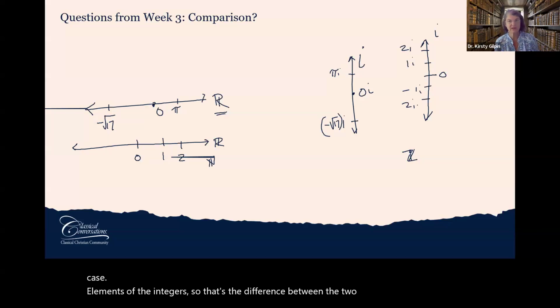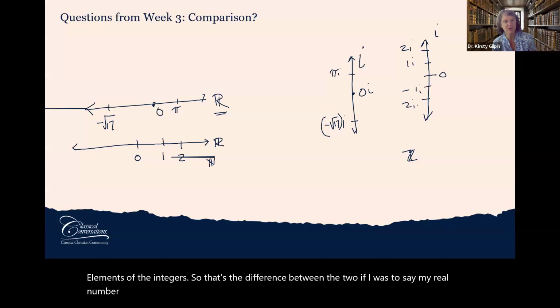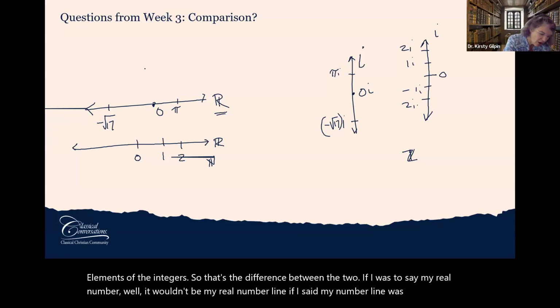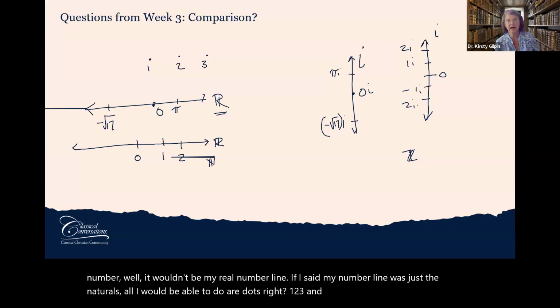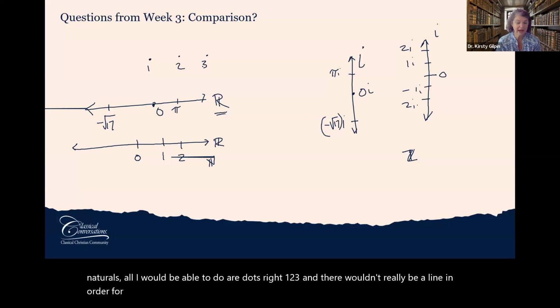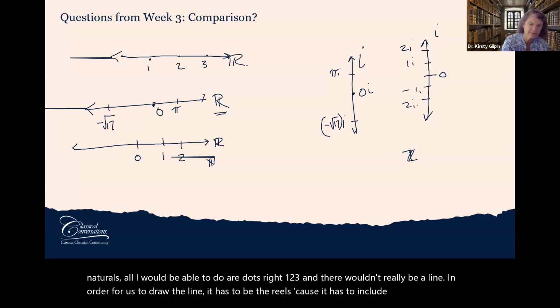If I was to say my real number, well, it wouldn't be my real number line. If I said my number line was just the naturals, all I would be able to do are dots, right? 1, 2, 3. And there wouldn't really be a line. In order for us to draw the line, it has to be the reals because it has to include all of those points. Does that help?